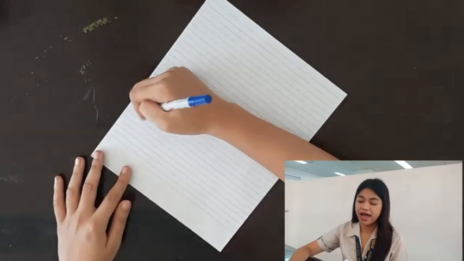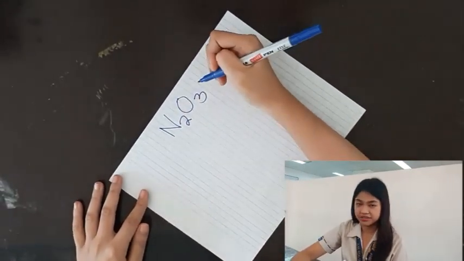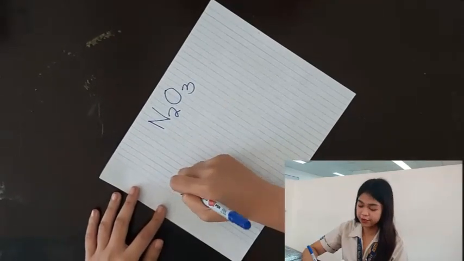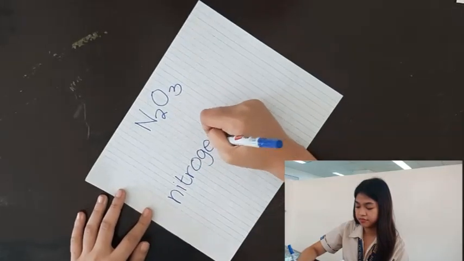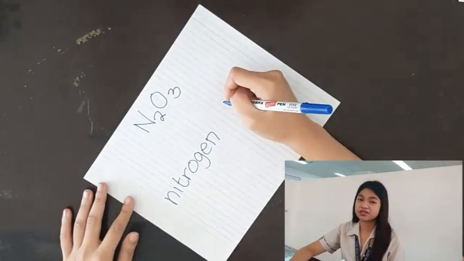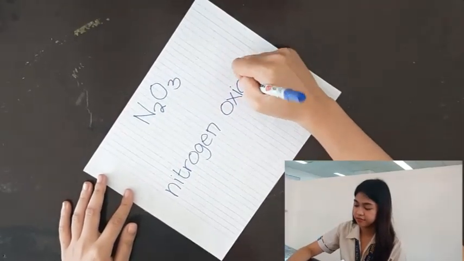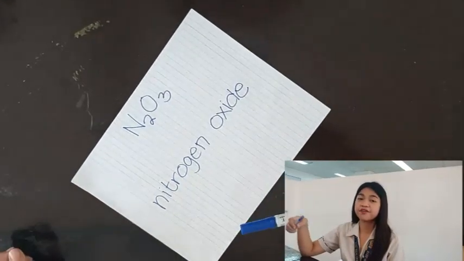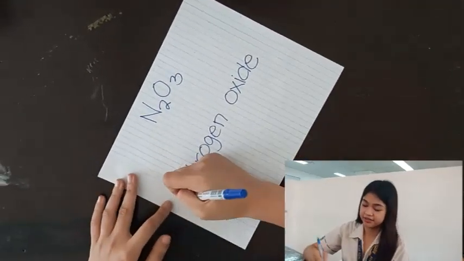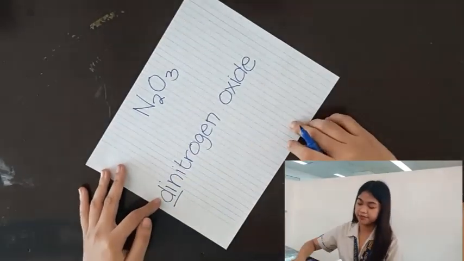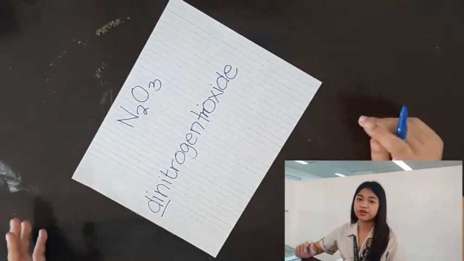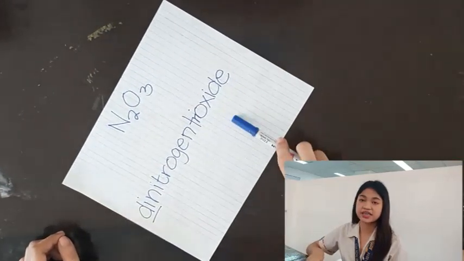On the first example, we have N2O3. Just like what I said in the first step, write the base name of the element. So N stands for nitrogen. Next, the second element is oxygen. We will write the IDE name of oxygen, which is oxide. Next, we will write the prefixes based on how many atoms there are in the chemical formula. So 2 stands for di. So we will write di here. And the O3 stands for tri. So we will write tri here. So the complete chemical name of N2O3 is dinitrogen trioxide.